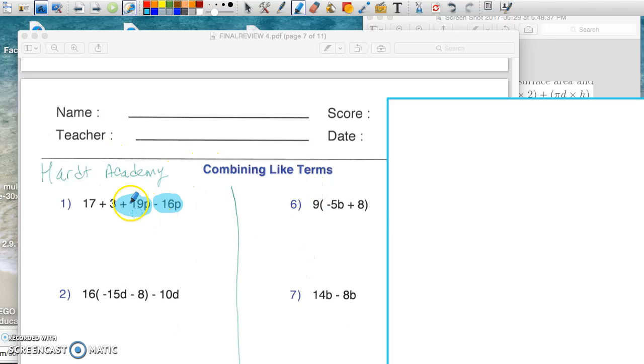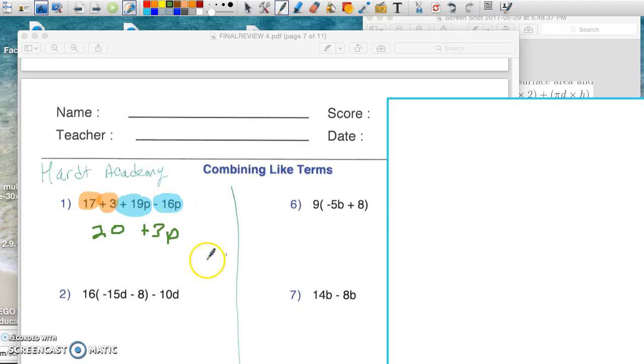Now, with this section of your test, you will be allowed to use a calculator, okay? So you can put in positive 19 plus negative 16, you'll get 3. So with this part, you would get a positive 3p. Then you can combine these terms. You have a positive 17 and a positive 3. These are also like terms. A positive plus a positive, add: 17, 18, 19, 20. So this is going to be a 20. This is all you can do with this.